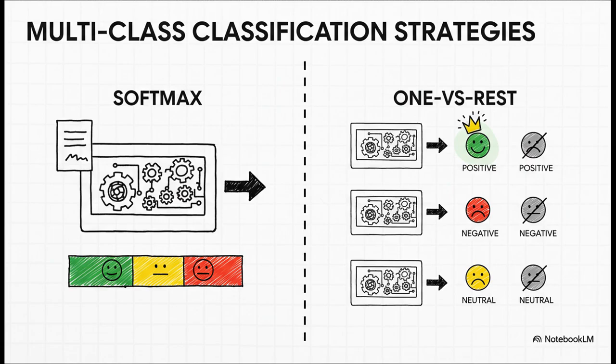The first one, the softmax function, is pretty elegant. You can think of it like sigmoid's bigger sibling. It runs a big competition between all the classes and spits out a probability for each one, and they all neatly add up to 100%. The other method is called one versus rest. It's more of a team effort. You train one classifier for positive versus everything else, another for negative versus everything else, and so on. Then you just let them all make a prediction and you go with whichever one is the most confident.